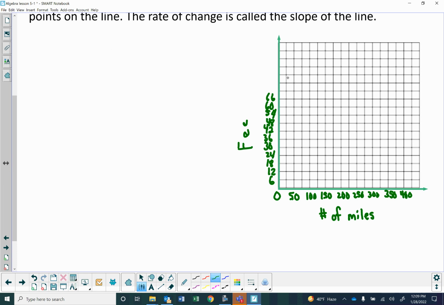So remember, if we were looking at my table, if I drove 100 miles, my fee was $30. So I have 100, and I'll go up to 30 here. And then if I did 150 miles, it was at $42. That's right there. And 200 miles was $54, which is right here. And then 250 miles was $66, which is right here.